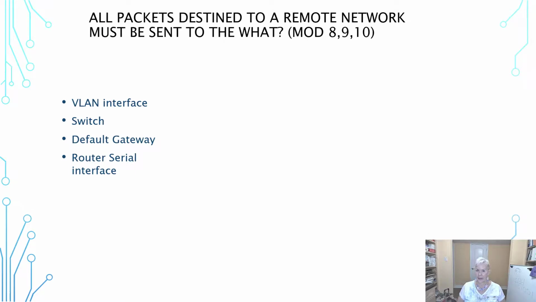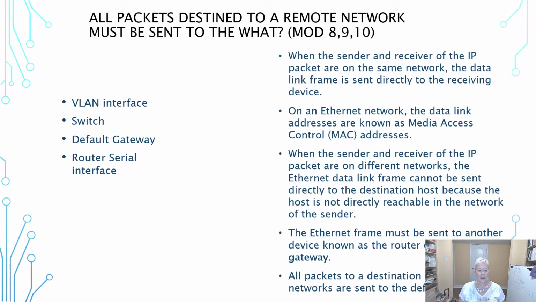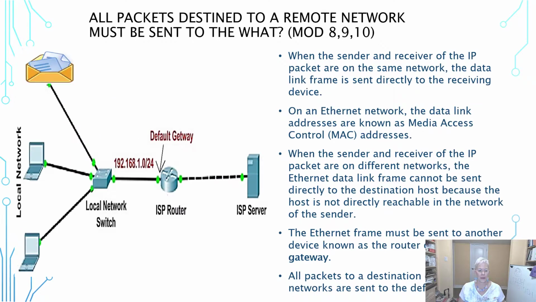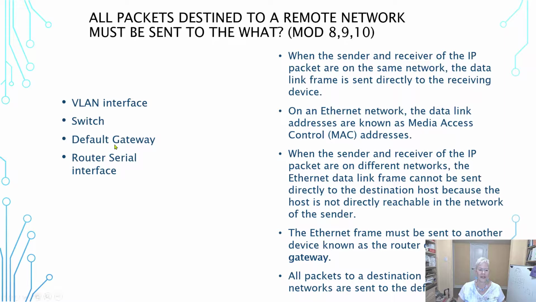And that also really helps to visualize and understand how data is moving through the network. All packets destined to a remote network must be sent to a what? And we'll cover this again in 8, 9, and 10. Now notice this says to a remote network. If I am in my house and I need to communicate from my computer to my cell phone, they're on the same network. That message doesn't need to go to a default gateway. Okay, the answer here is default gateway.